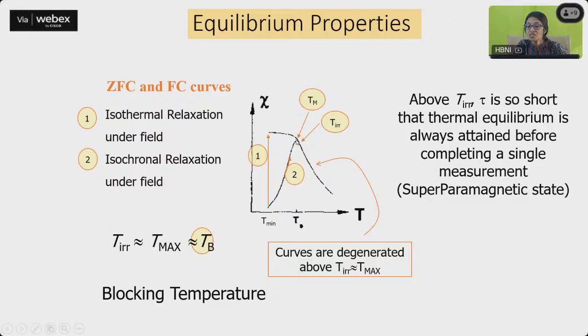So please remember, just above this blocking temperature or this irreversible temperature, the lifetime value is so short that thermal equilibrium is always attained before completing a single measurement. So it becomes a superparamagnetic state. Please understand that above this particular blocking temperature, this is how your plot is going to look. The chi versus T is going to look like a superparamagnetic state. Look at this particular plot, this is how chi versus T looks in the case of a paramagnet. So this is the ZFC and the FC measurements.